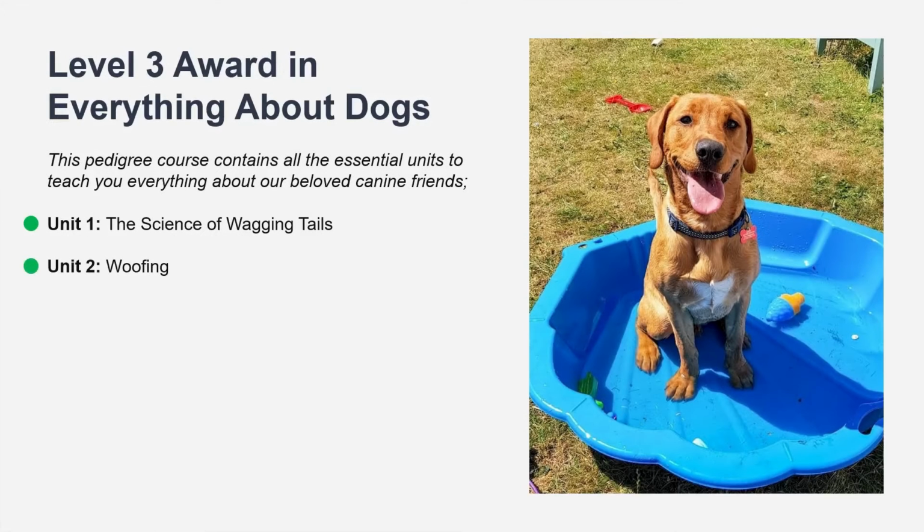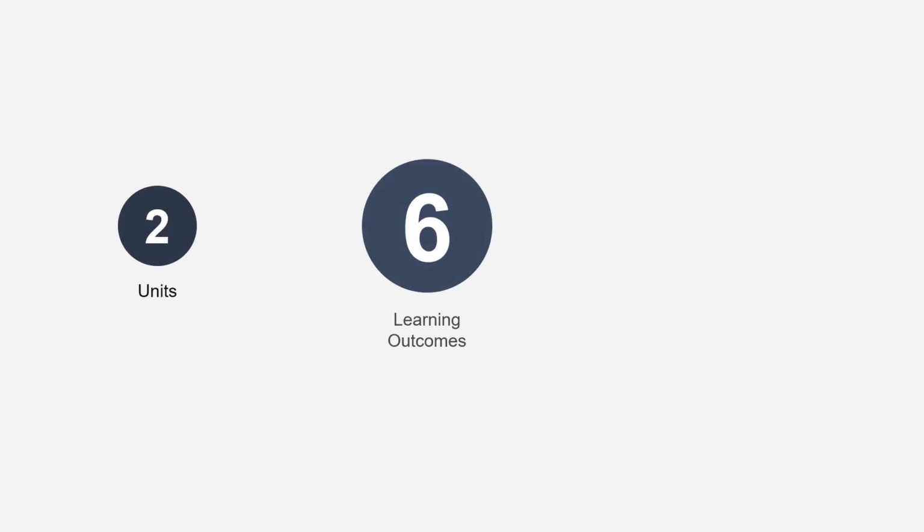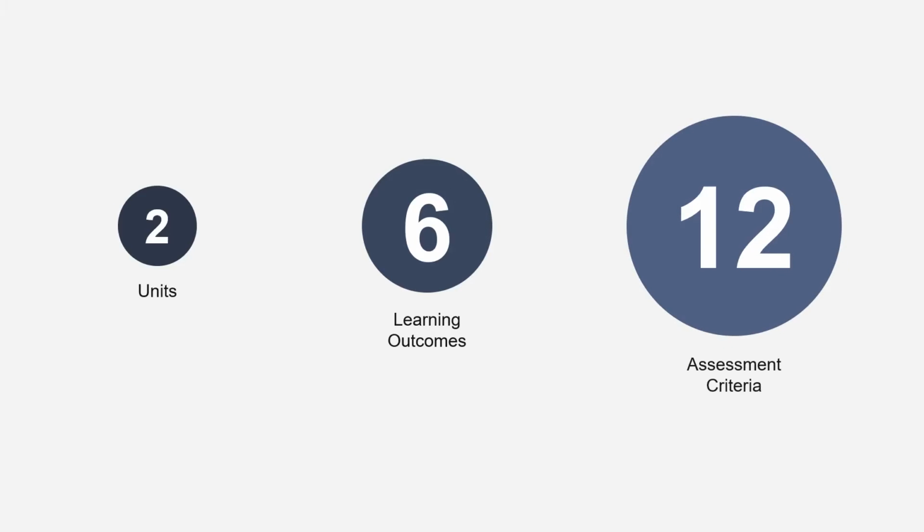So let's have a look at those two units. Unit 1, Science of Wagging Tails, and Unit 2, Woofing. Unit 1 has 3 learning outcomes and 6 assessment criteria. Unit 2 also has 3 learning outcomes and 6 assessment criteria. So across our 2 units, we have 6 learning outcomes and 12 assessment criteria.